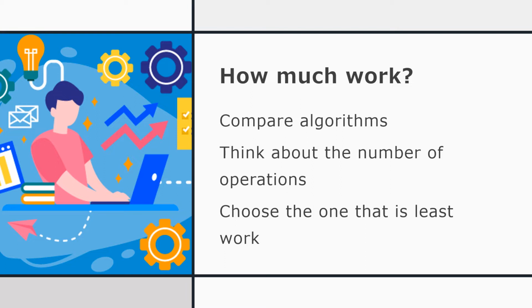When we're choosing the right algorithm for our software, one thing that we often do is think about the number of actions that is required, or we say the number of operations that the computer has to carry out, and then we choose the one that is least work for the computer.